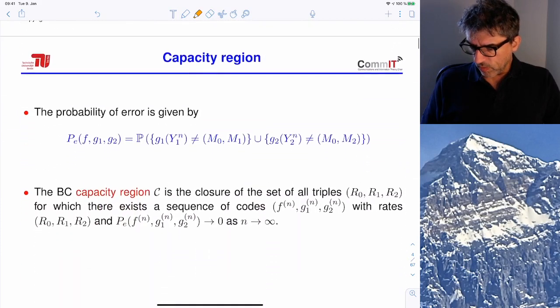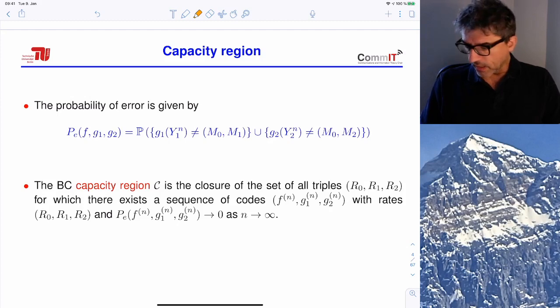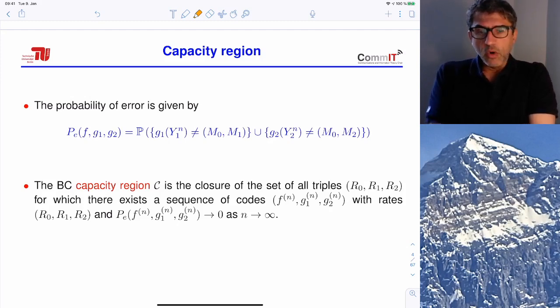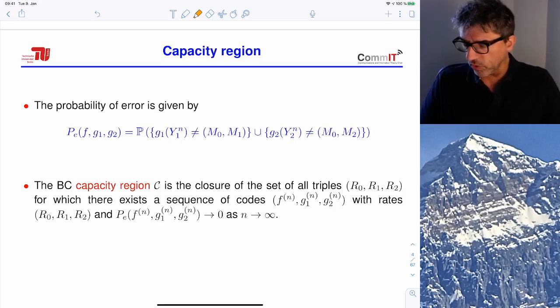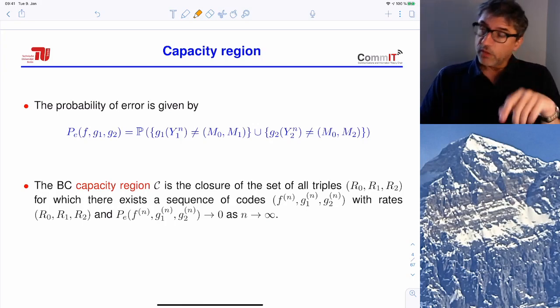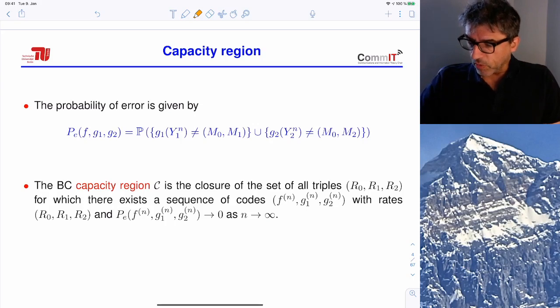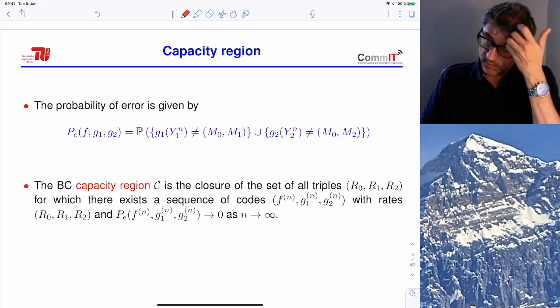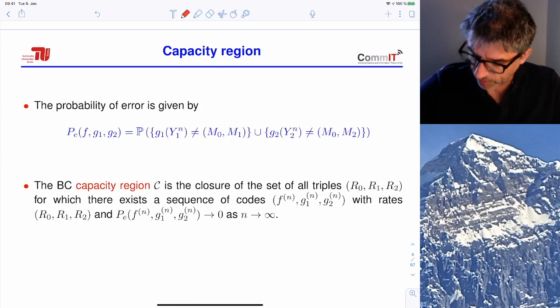And we define the probability of error for such a code as the probability of the union of events that user 1 makes an error or user 2 makes an error. OR doesn't mean XOR, it's union. So we are interested in the complement of the event that both users make the correct decision. So the capacity region is the closure of all triples of rates R0, R1, R2 for which there exists a sequence of codes of rate R0, R1, R2 and probability of error that vanishes to zero as the block length goes to infinity. So that's the usual information theoretic setup.